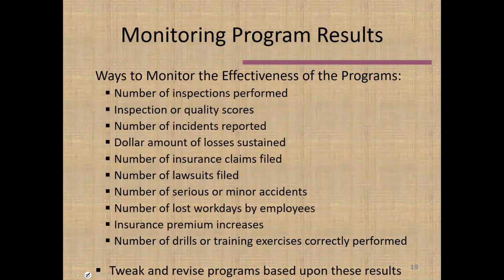Okay, so let's look at some ways that we might want to monitor the effectiveness of the programs that we have. For example, we might want to see, are we actually implementing them correctly? Are we doing the inspections that we're supposed to be doing? When we do the inspections, how well are we scoring ourselves? Are we successful? Are all the things that need to be happening, happening? When incidents happen, when we file incident reports, how many of them are there? And what are the categories? Do we see a rise in the number of this particular behavior or that particular behavior?